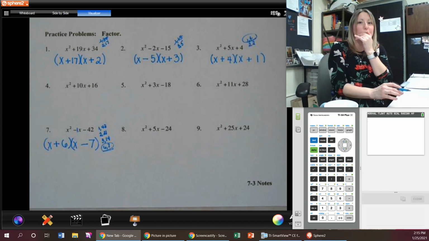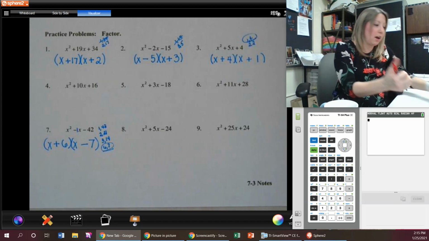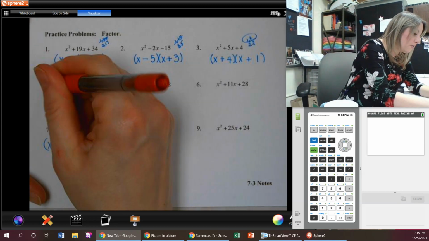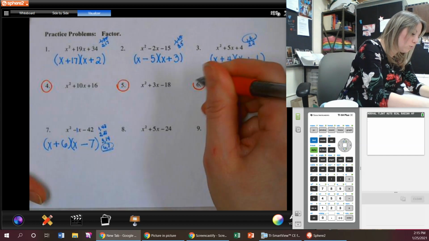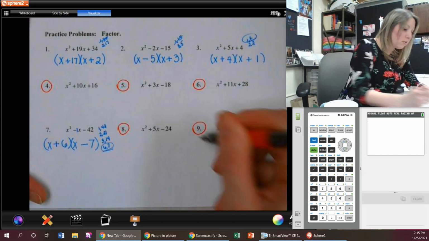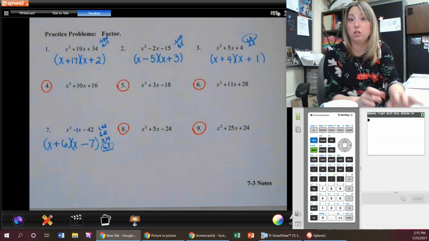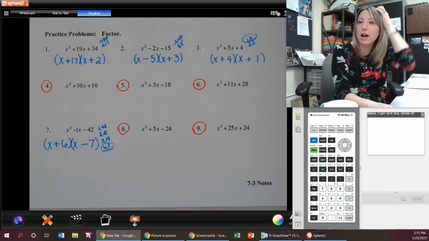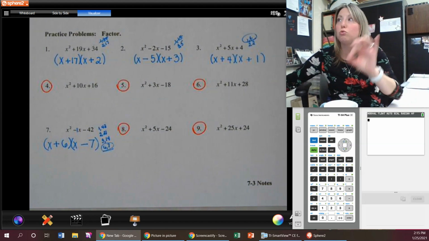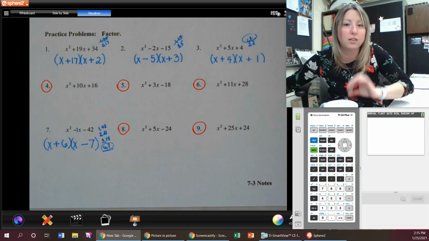All right, I did 4 examples. You're going to do 5. I'm going to have you pause it right here. You work on these ones. See how you do. We're going to do lots of practice with this. Practice makes perfect when it comes to trinomial factoring. Pause it. Give those a shot.